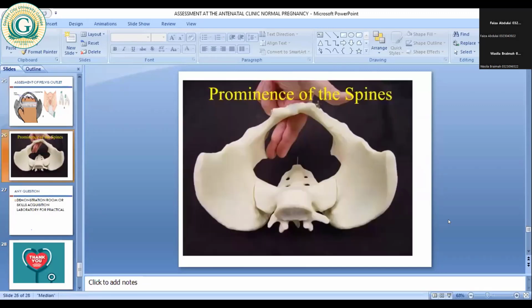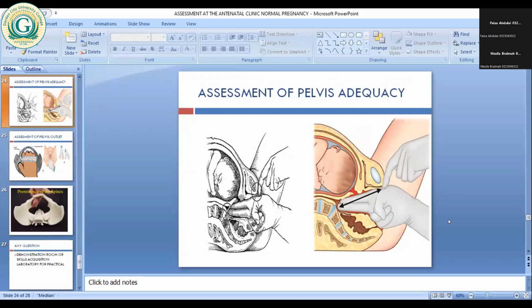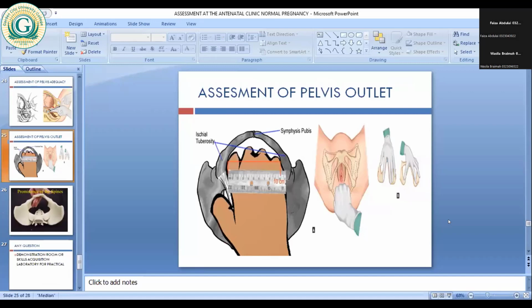So please, when you do the vaginal examination, don't just look for only cervical dilatation and membranes, and then say the vagina is warm. No, take your time and do your proper assessment. Assess the ischial spines, assess the outlets, and then let us know. That is why we have done the diameters of the pelvis.